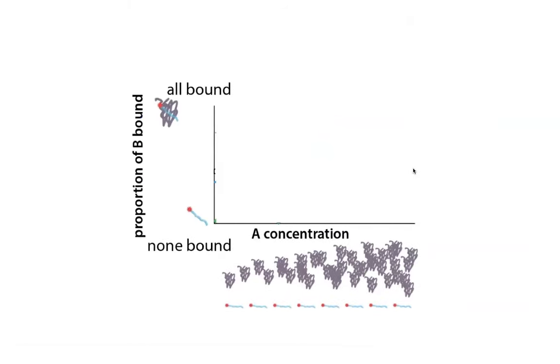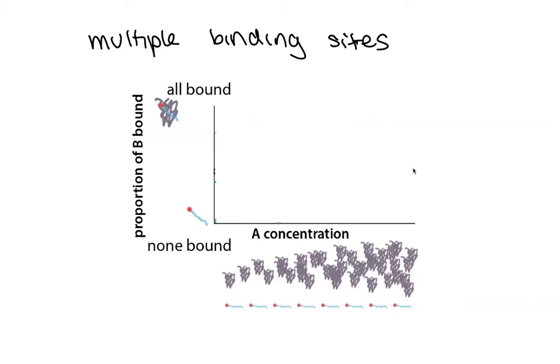But now let's go ahead and look at a more complicated case. What if we have multiple binding sites? So we have a single molecule with multiple binding sites. How are we going to tackle this? Well, let's start by thinking of an analogy.